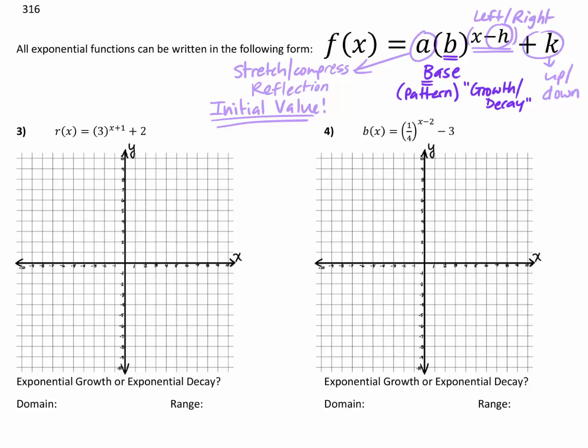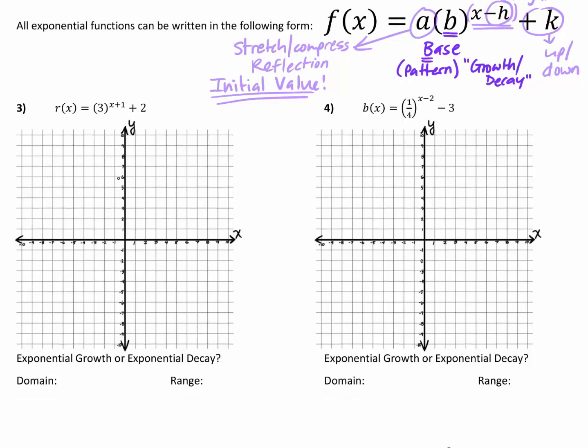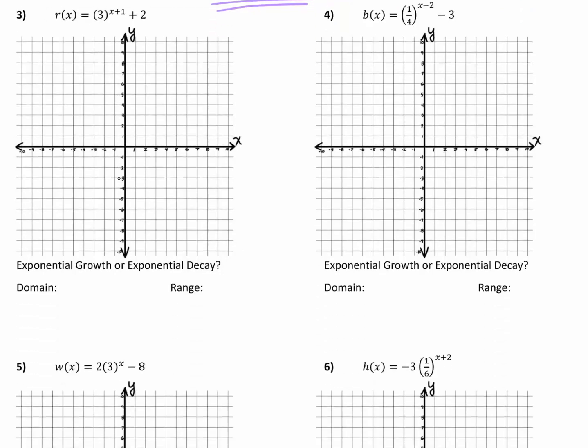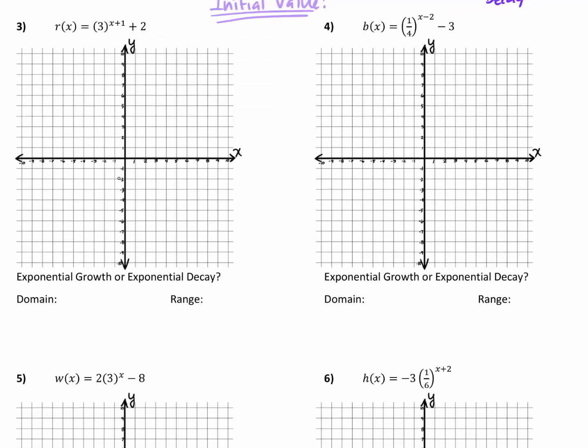So let's go ahead and take a look at how these things work with the patterns that we kind of discovered here on the front. Question number 3, r of x. Okay, let's talk about a few of these things. First is that my initial value in front is a 1. That means when I start, I'm going to start 1 box away from the center of things.